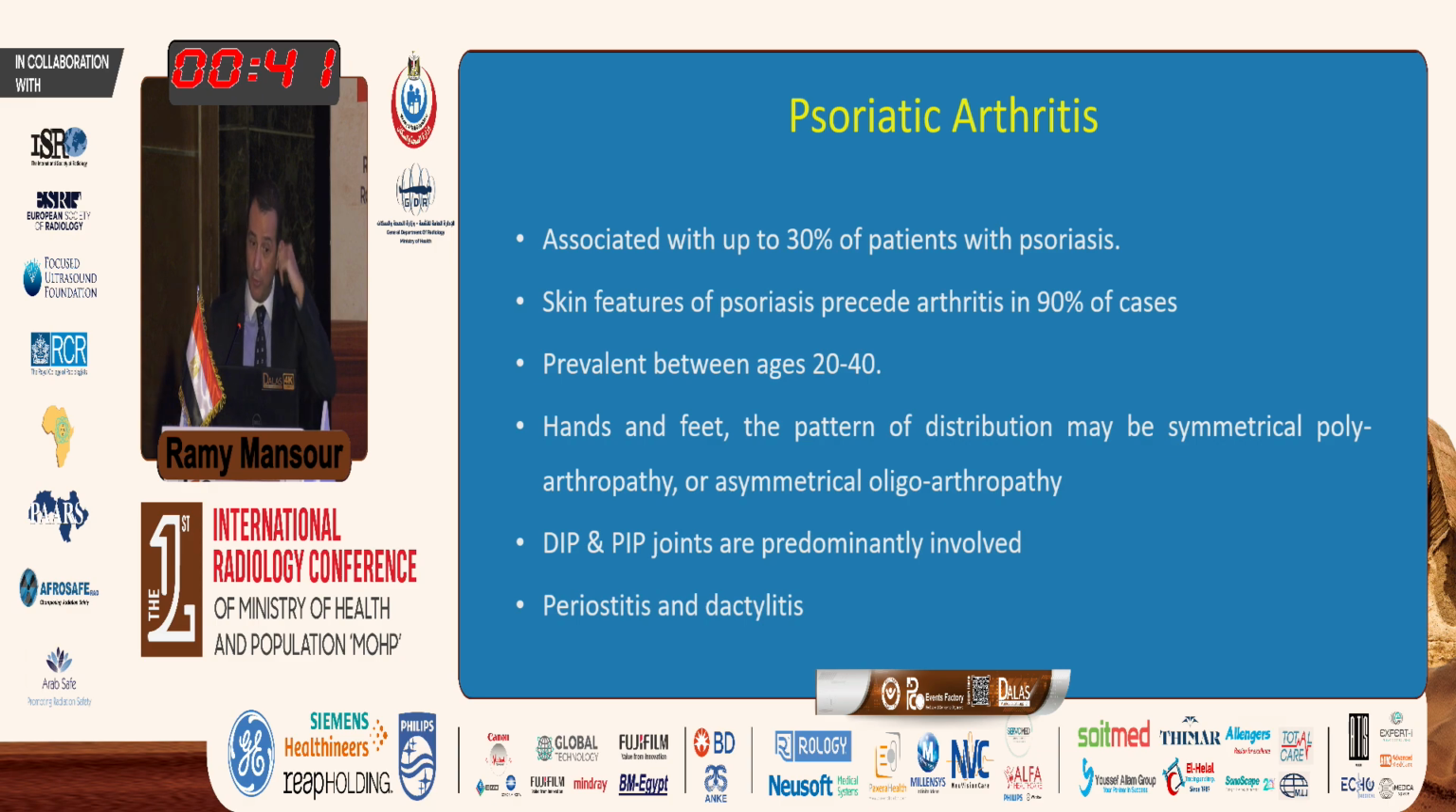So quickly, we'll go through the three main diseases with peripheral arthropathy, mainly psoriatic arthritis. This is an arthropathy that we see in patients with psoriasis. It involves the hands and feet mainly, especially the distal, the DIP and PIP joints. And it's very common to have dactylitis in those patients.